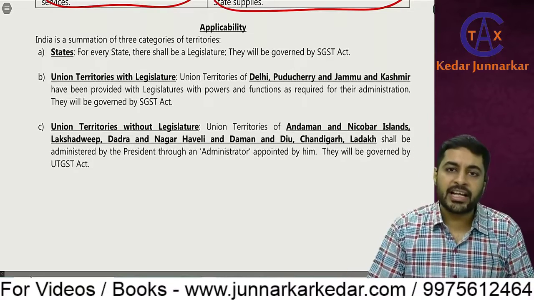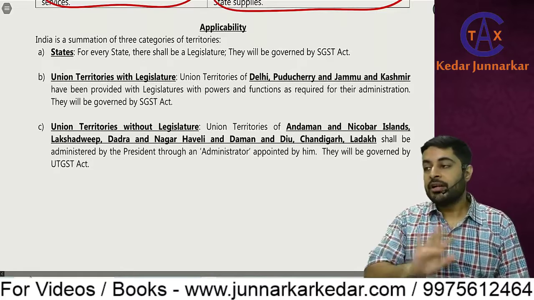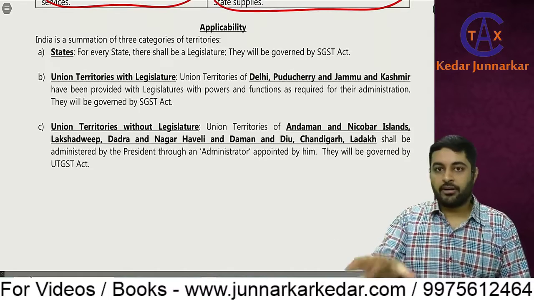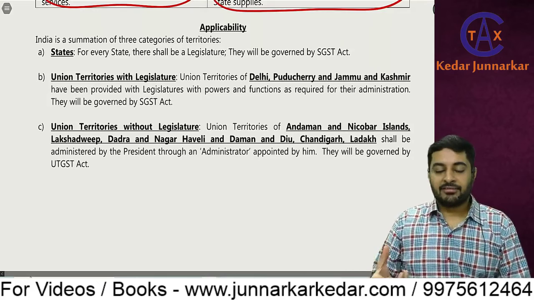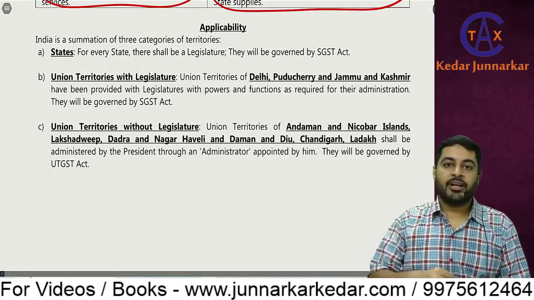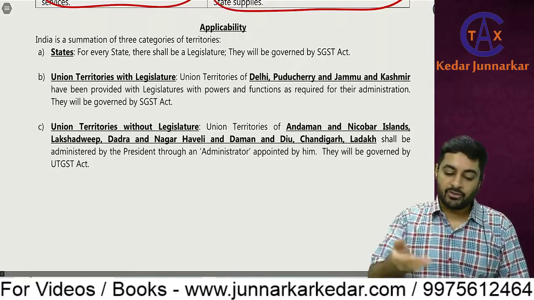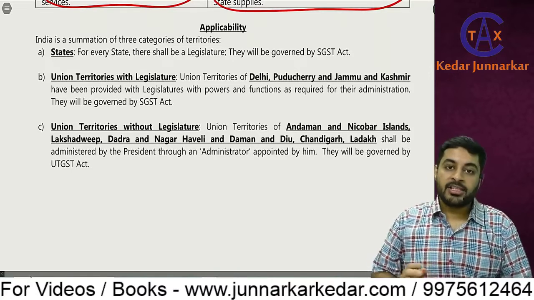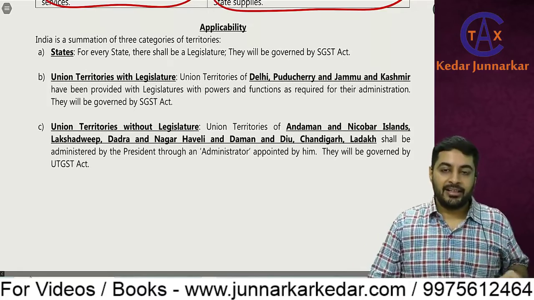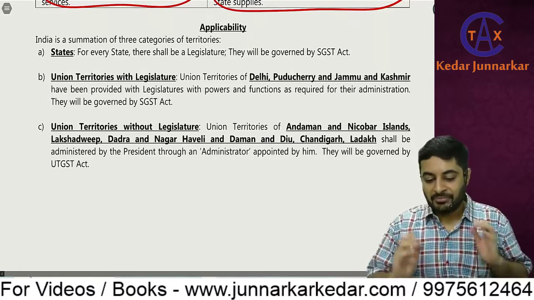So what are these union territories? Generally these union territories don't have their own government, like every state has a government. Union territories don't have a government, but they have a governor appointed by the union government. So let's check up. There are two types of union territories. Some union territories are like states, and some are only union territories.